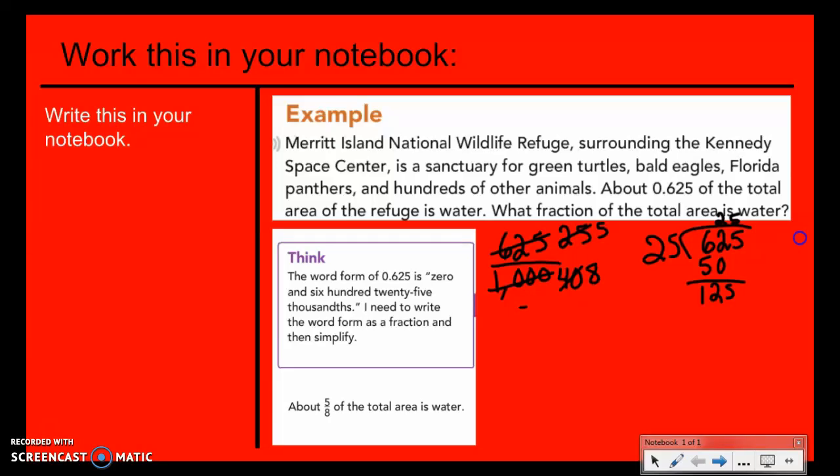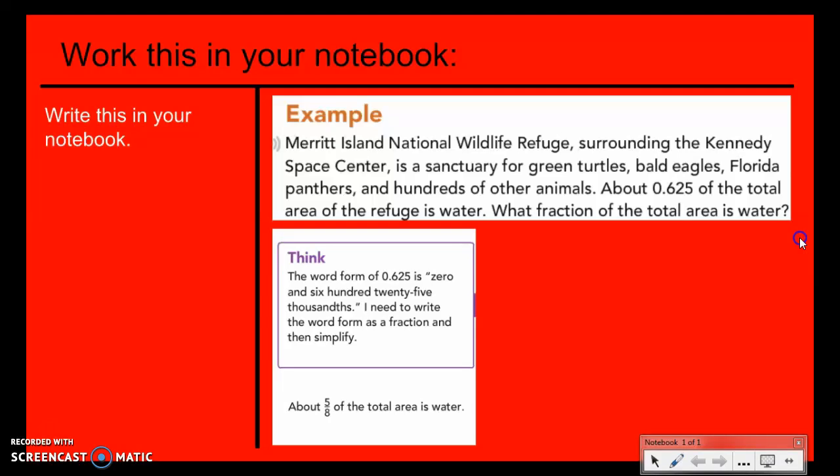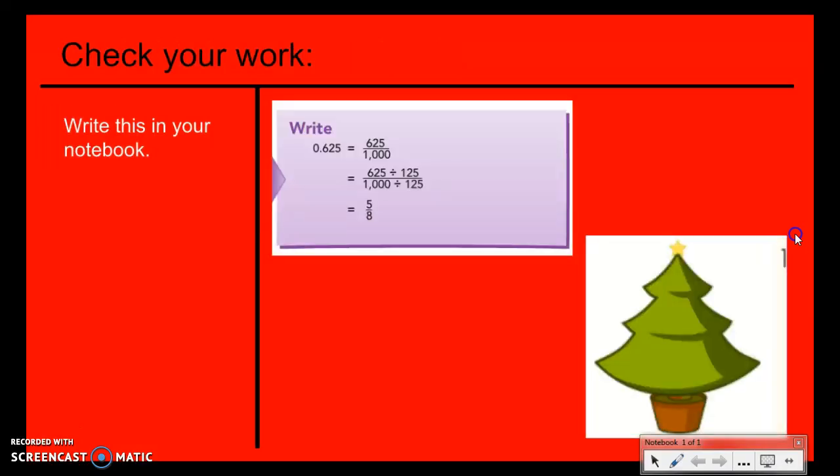So right now I have 5 eighths, which is the same thing I have down here. 5 and 8 do not have a common factor because 5 is a prime number, so it cannot be reduced anymore. So this is what it's going to look like today as we work. It's going to be a little bit challenging, so you're going to really have to focus and try to find those common factors before you move on. We already did this.